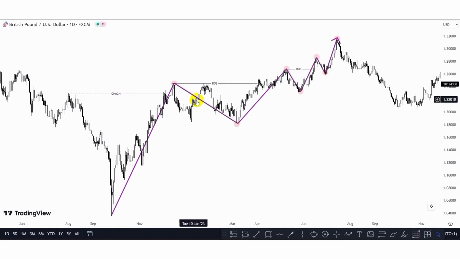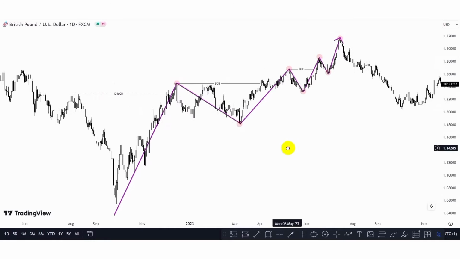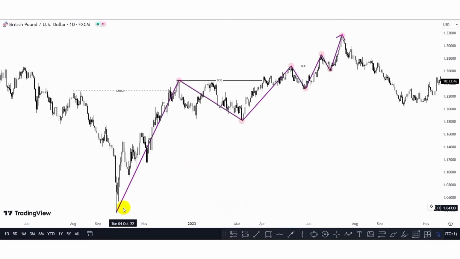Now you can see we have the pullback, and now we have the expansive move that broke the structure. Now we have the corrective move and then the expansive move that broke the structure. So what you're going to see from the daily time frame is that we have here a bullish market condition. But when you drop to the lower time frame, you're going to see that within this expansive move, you're going to be having a bullish market condition. And when it comes to the corrective move, you're going to be having a bearish market condition.